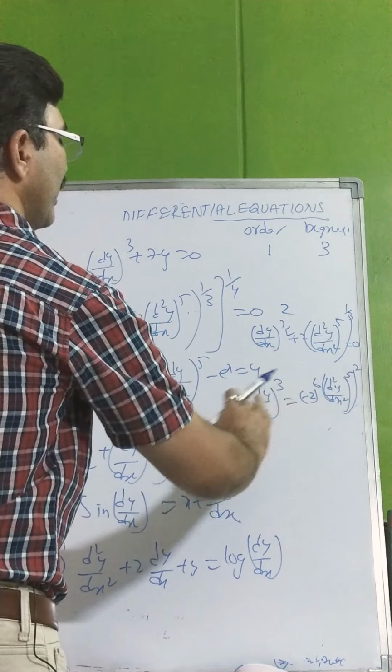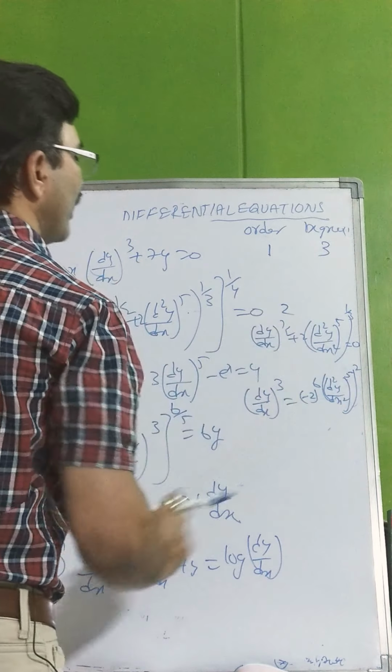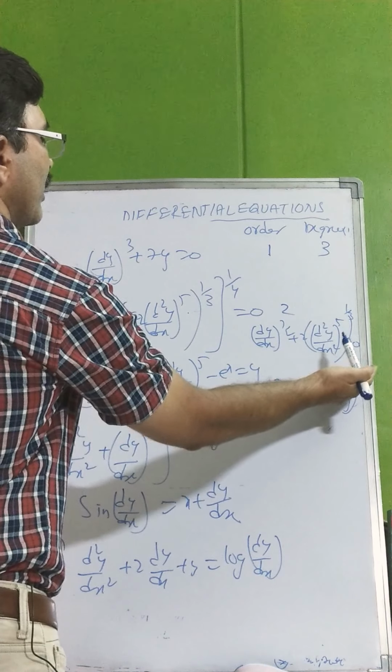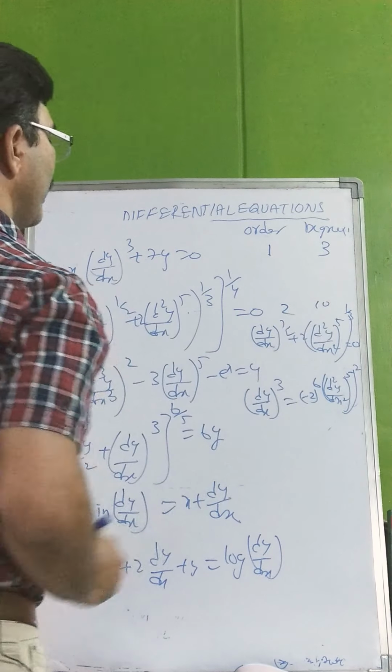Now you see here we'll get like this. What is the order? We already told that clearly. What about the degree? The degree, the highest degree of this one is what? 10. Yes, you can write 10 over here.